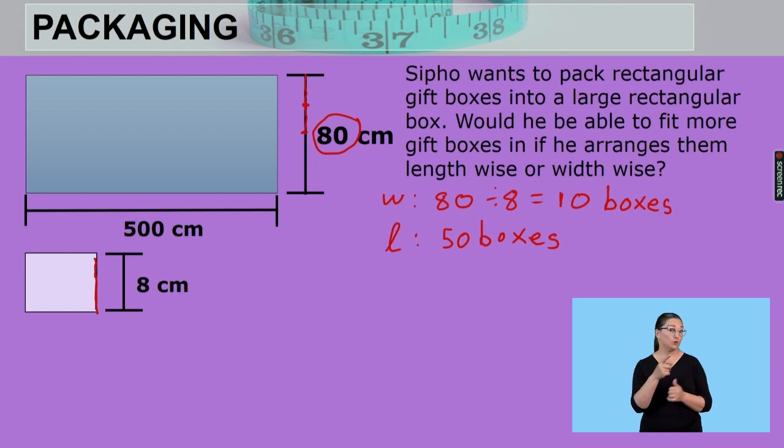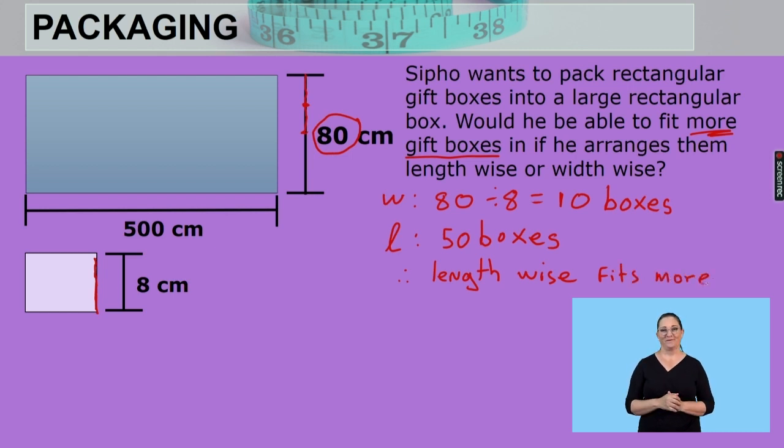Okay, so to answer the question, would he be able to fit more boxes if he arranges them lengthwise or widthwise? Which answer is bigger, 10 or 50? 50. So my answer would be, therefore, lengthwise is better. Lengthwise fits more.